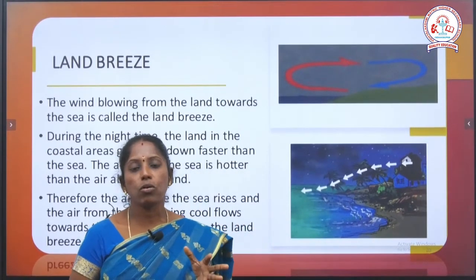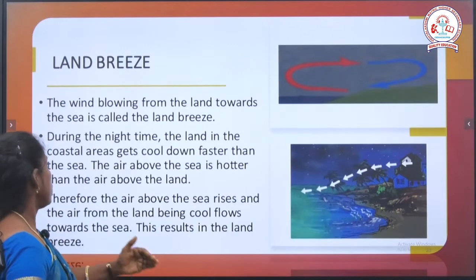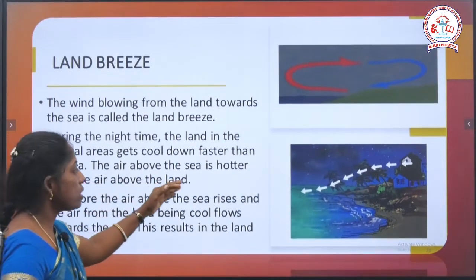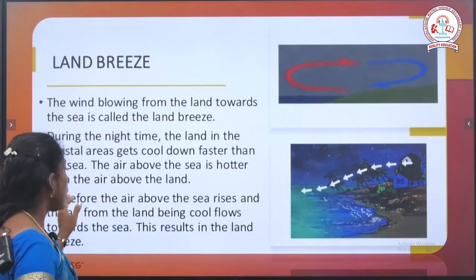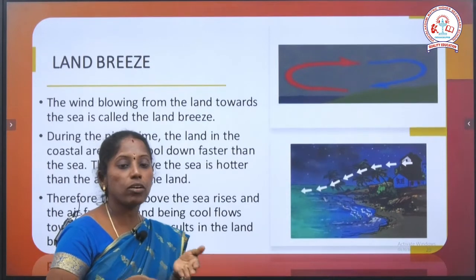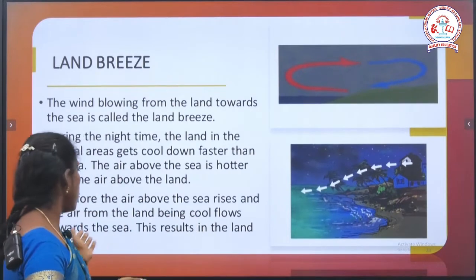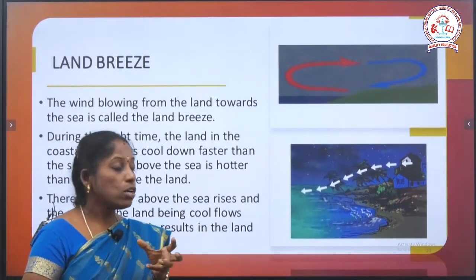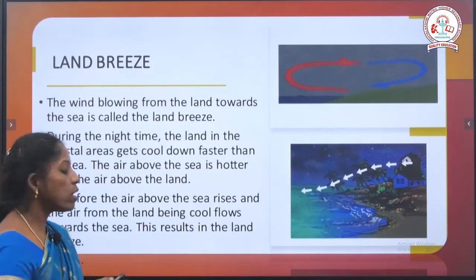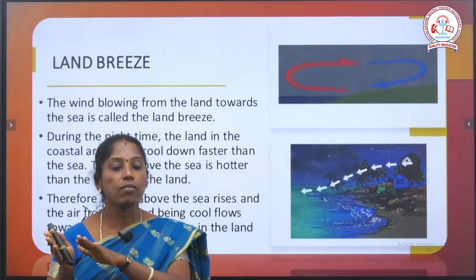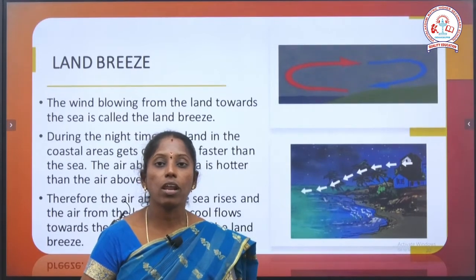At night time, what happens? The coastal areas near the seashore cool down faster than the sea. The sea is much hotter than the land during the night time. So at that time, the air above the sea rises. The air near the sea is very hot and very light. So near the land side, the air gets heavier. So at that time, the cool air from the land flows towards the sea. So this heavier air moves from the land to the sea, cool air. That kind of breeze we can call as land breeze.